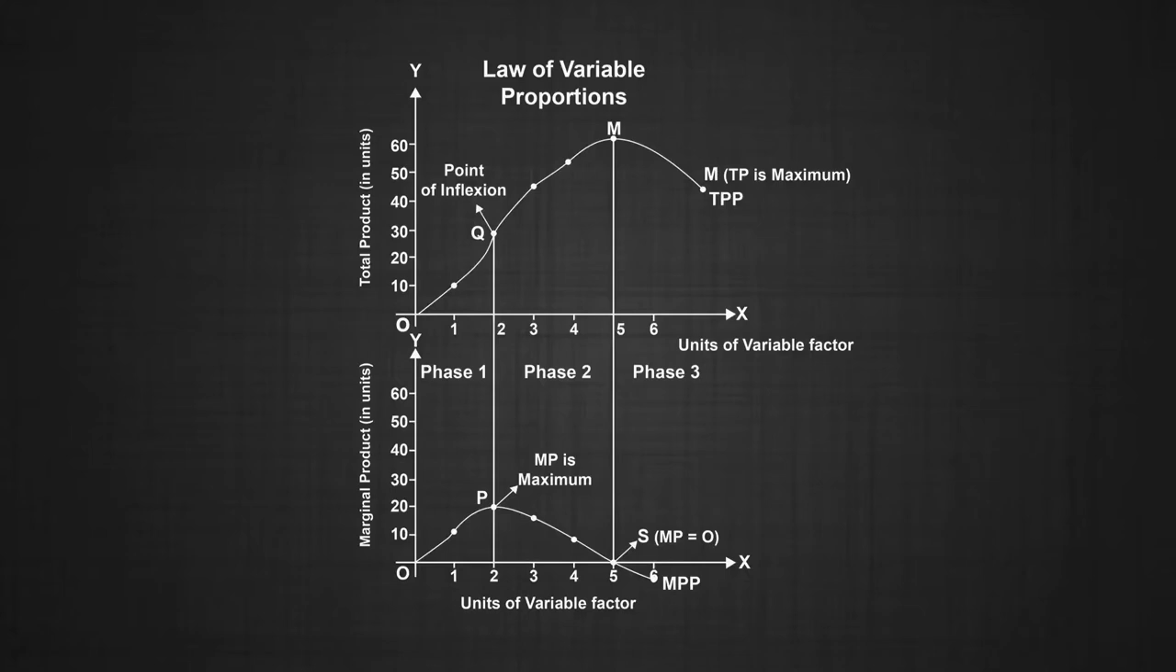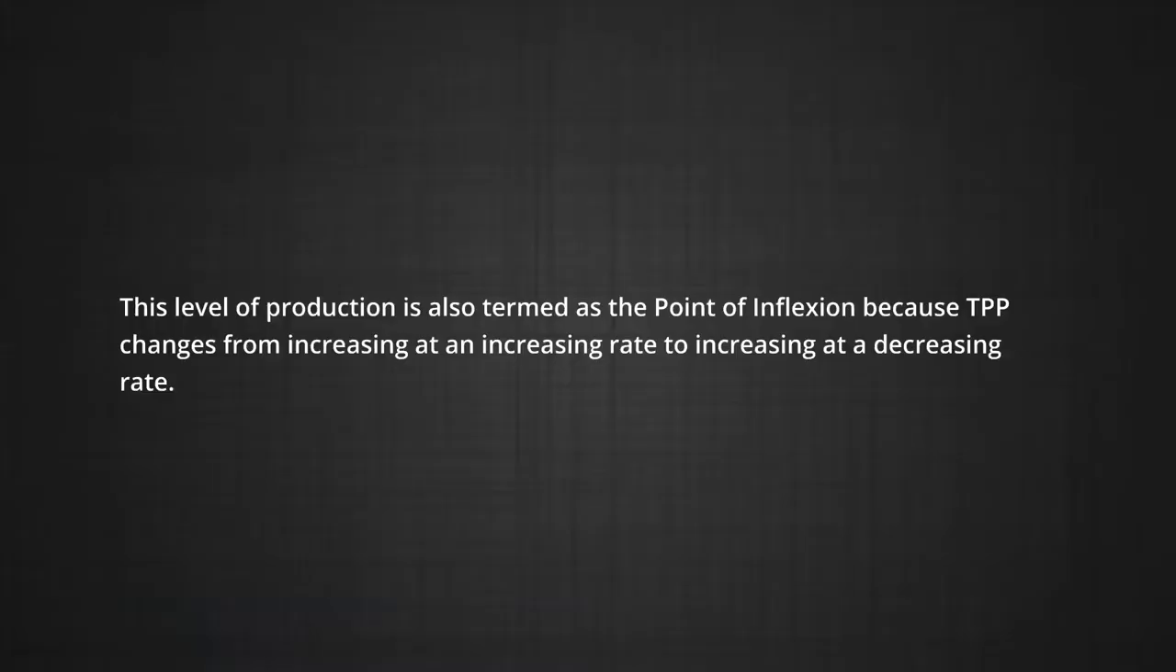The TPP curve is set to display increasing returns to factor till the point P or till the use of the second unit of the variable factor. After point P, the marginal product falls and TPP increases, but it increases at a decreasing rate. Q is therefore called the point of inflection. This level of production is termed the point of inflection because TPP changes from increasing at an increasing rate to increasing at a decreasing rate.